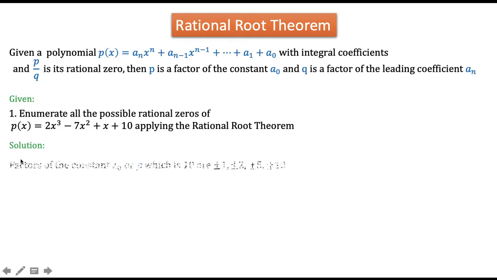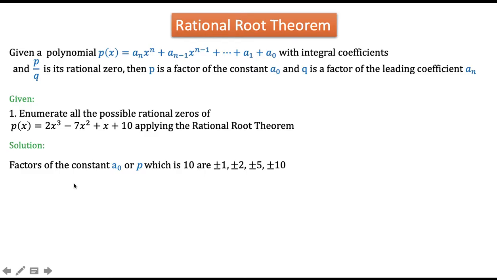In step 1, we're going to write all the possible factors of our a sub 0, which is represented by p. And in this case, our a sub 0 here is 10. So the possible factors of 10 are positive 1, positive 2, positive 5, positive 10. We'll also consider the negative numbers because negative 1 times negative 10 is also positive 10, similar to positive 1 times positive 10. Negative 2 times negative 5 is 10, which is also similar to positive 2 times positive 5, which is also 10. So in this case, we are considering both positive and negative factors.